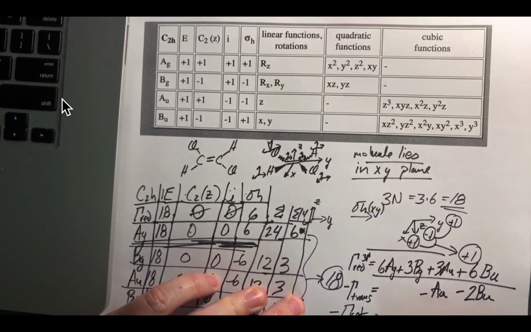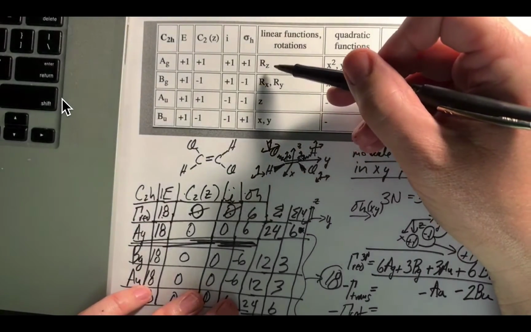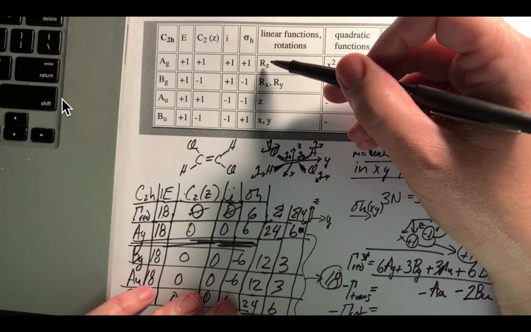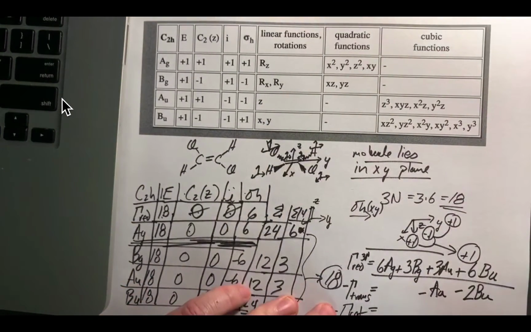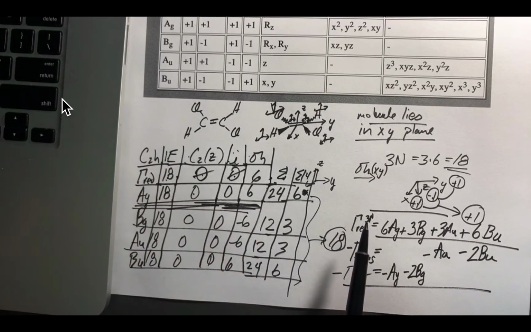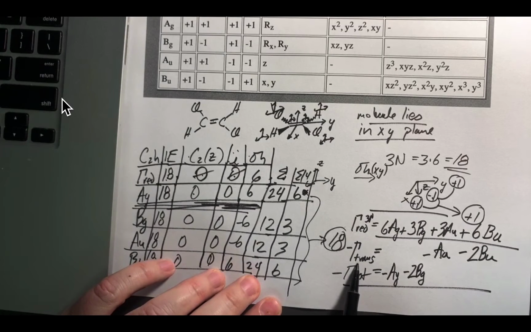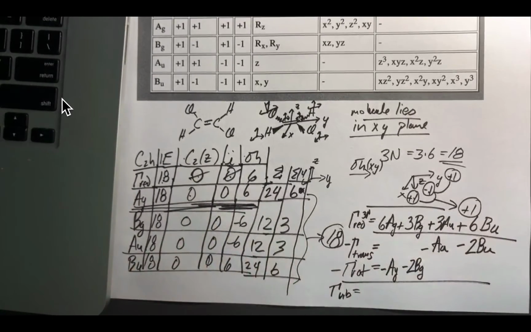All right, what I have left to subtract out, the rotations, those also have been worked out for us. An AG for rotation around the Z-axis, a BG for rotation about X, and a BG for rotation about Y. So minus an AG and minus 2 BGs. Okay, we've taken every motion, which is translation, rotation, and vibration. We subtracted out the symmetries of the translations, the symmetries of the rotations. And so what is left is the symmetries of the vibrations.